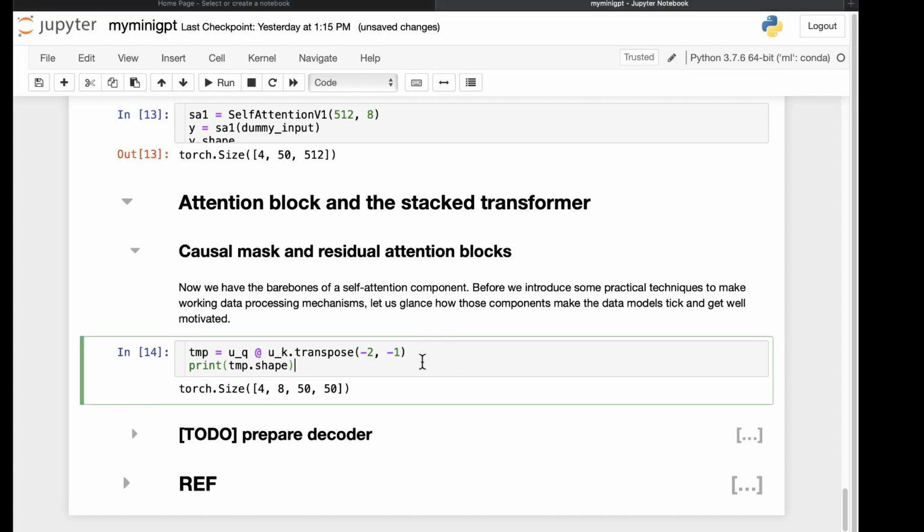Here we demonstrate the computation of the causal attention by using masks. We start from the computed per channel per head attention. Here we have 4 examples, 4 data instances. For each of the data instances, there are 8 channels. For each channel, we compute the attention between the 50 locations.